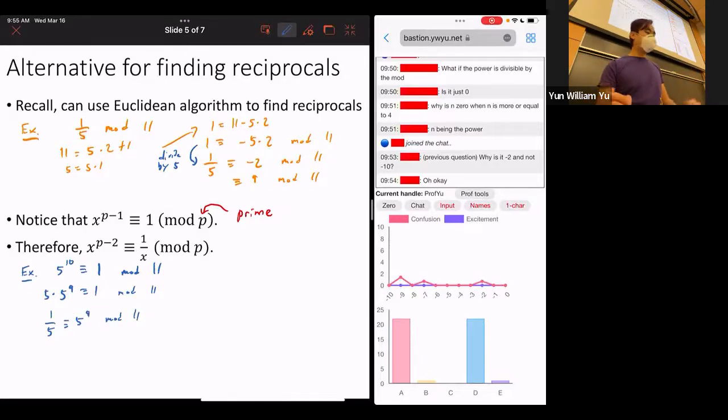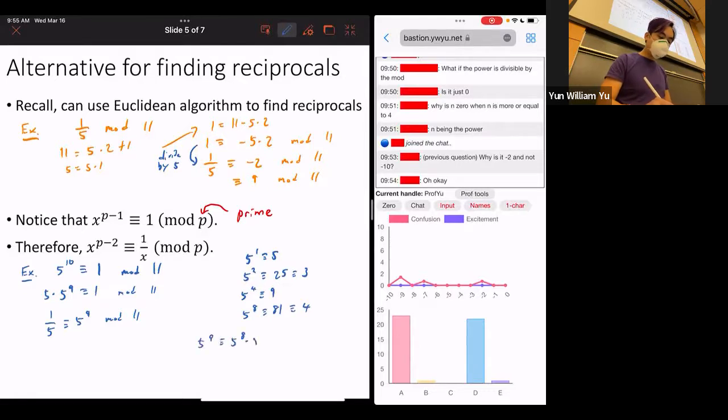So that's another way of finding a reciprocal, which is you just multiply together powers of 5 until you almost get back to 1. So 5 to the 1 is congruent to 5. 5 squared is congruent to 25, which is congruent to 3. 5 to the 4 is congruent to 9. 5 to the 8 is congruent to 81, which is congruent to 4. And so then therefore 5 to the 9 is congruent to 5 to the 8 times 5, which is congruent to 4 times 5, which is congruent to 20, which is congruent to 9 mod 11.